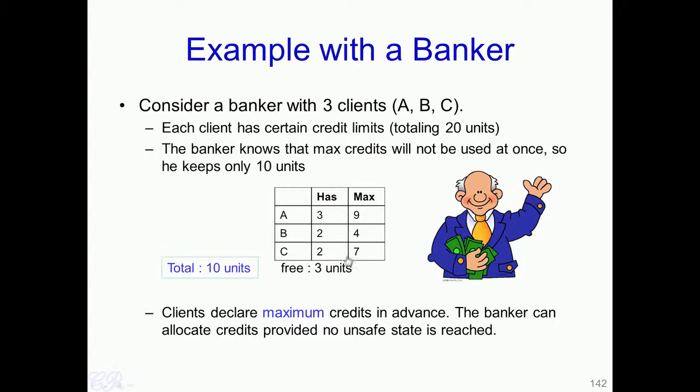On the other hand, the maximum credits for each client is 9, 4 and 7 respectively. You note that 9 plus 4 plus 7 gives the maximum credit limits, which totals to 20 units, and these maximum credit limits are declared by the client in advance. Given this table, the banker should be able to allocate the maximum credits to users in such a way that no unsafe state is reached. Let us see this with examples.